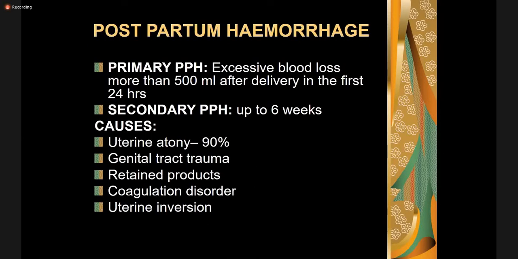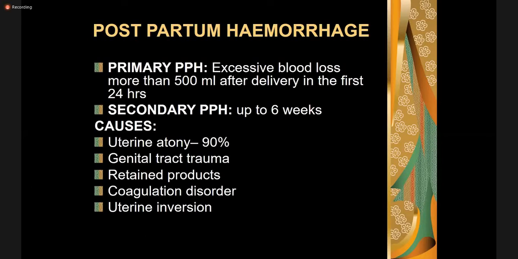The most common cause of primary PPH is uterine atony. Atony means the uterus is relaxed. So 90% of the cause is uterine atony, the uterus is relaxed. When the placenta is delivered, the uterine muscles contract and close the blood vessels surrounding it. That leads to contractions. That is, a normal uterus is contracted, so when you feel it, you can easily say that the uterus is well contracted.